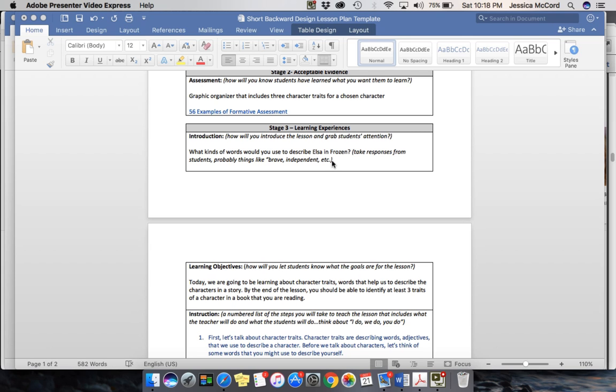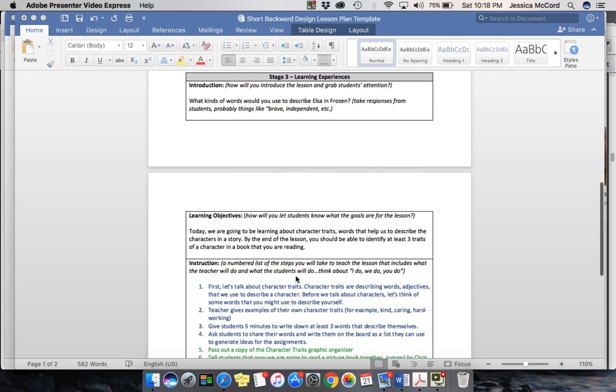So for this lesson on character traits, I might actually say to my students, what kinds of words would you use to describe Elsa in Frozen? And then you'll take responses from students, and they'll probably say things like brave, independent, those kinds of words. And then you can move directly into communicating the learning objectives, because you will have grabbed their attention with something that is engaging for them or relevant in their world, something that they can relate to, and kind of activate the prior knowledge that they already have related to the way that we describe characters or people.